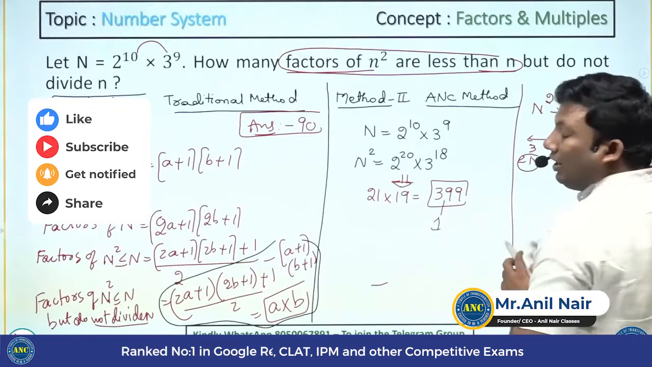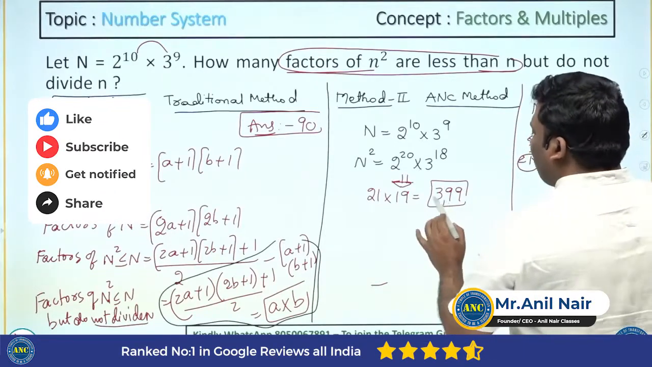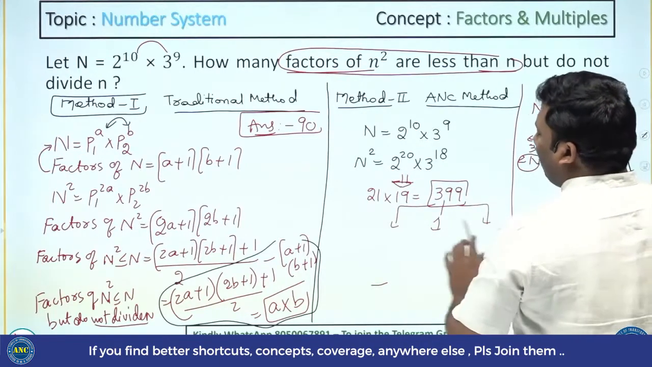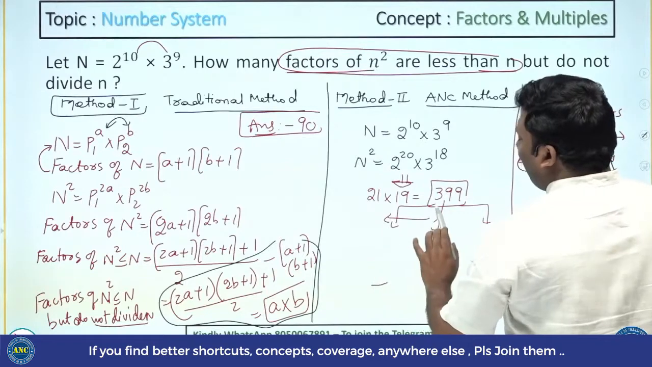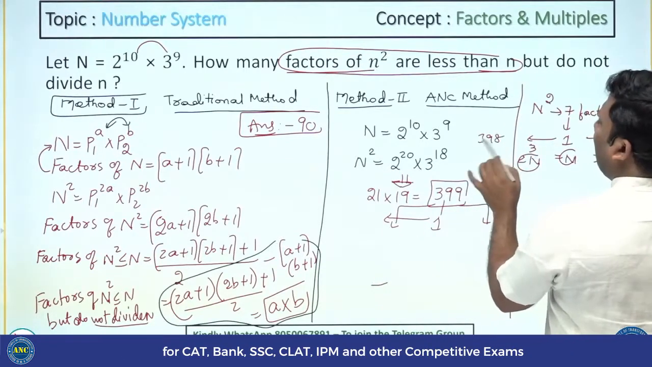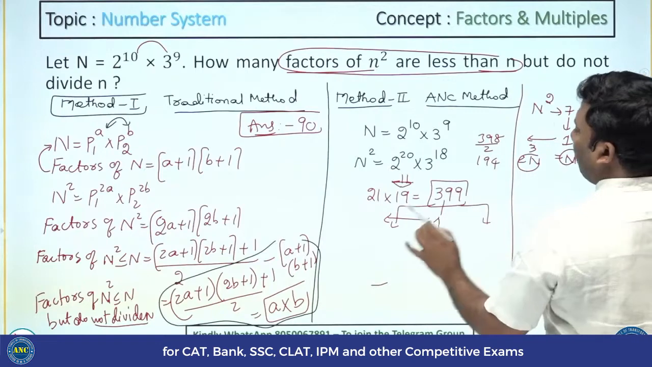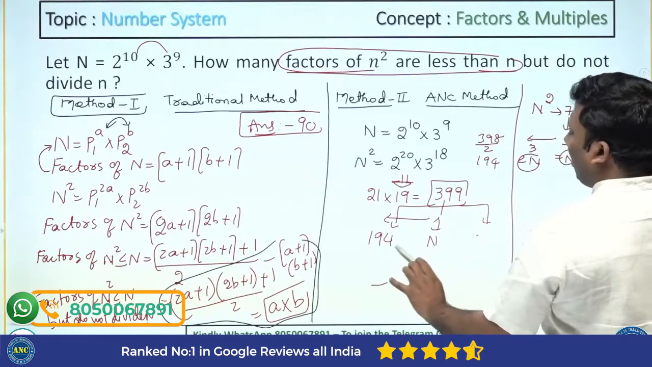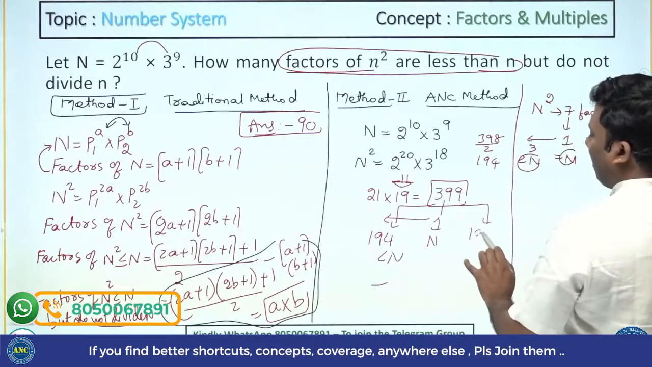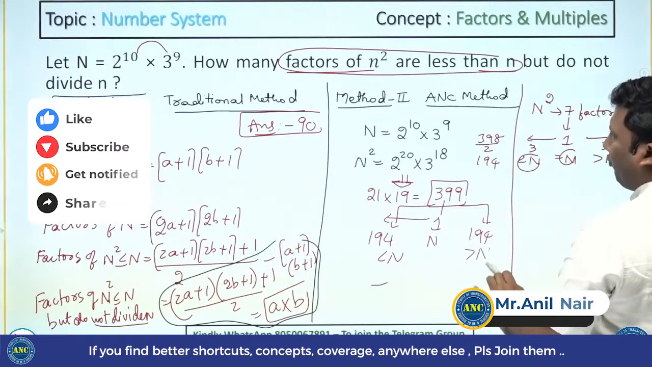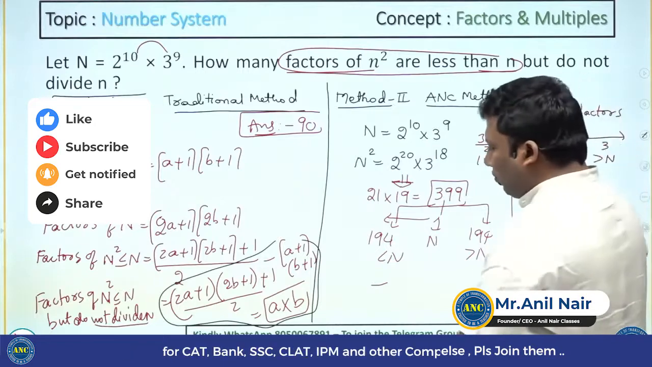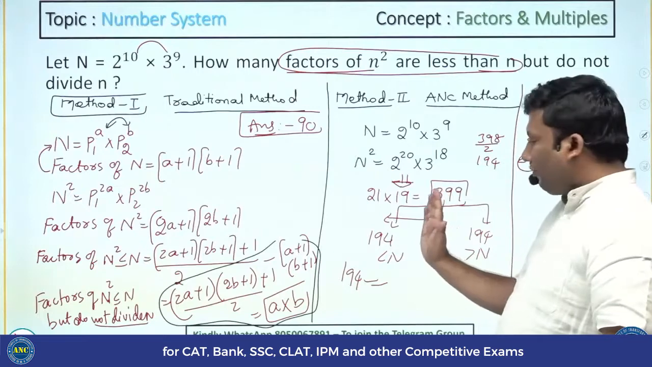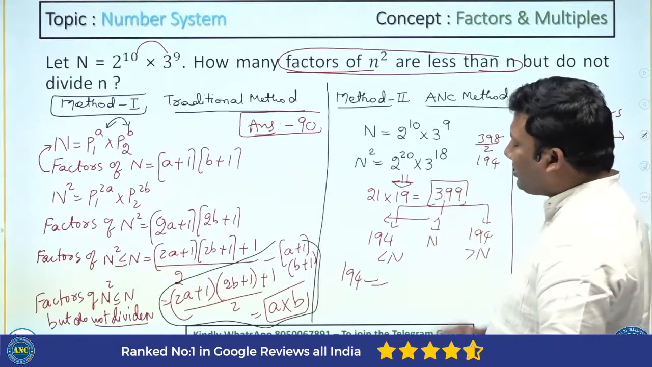One factor will be equivalent to n. Of the remaining 398, half of them will be less than n and half of them will be greater than n. So 398 divided by 2 is 199. 199 will be less than n and 199 will be greater than n. Are you all with me? So of the factors less than n, how many are not factors of n?